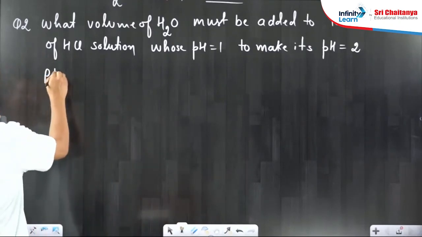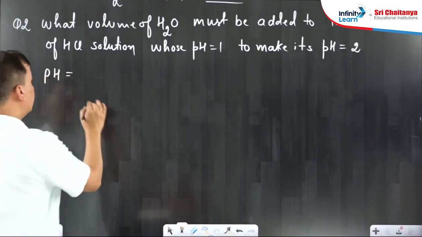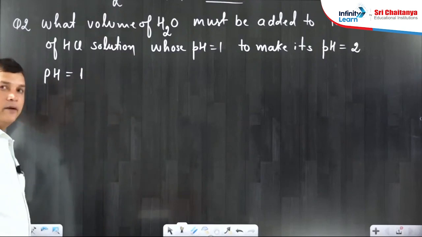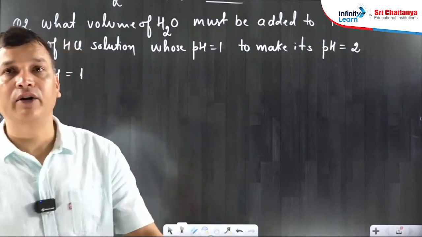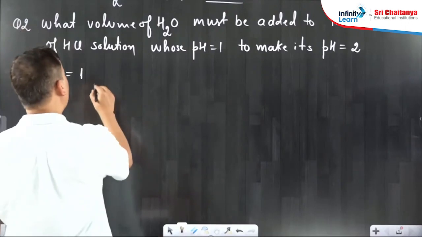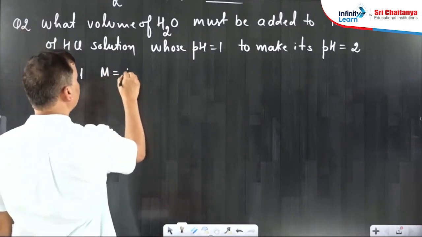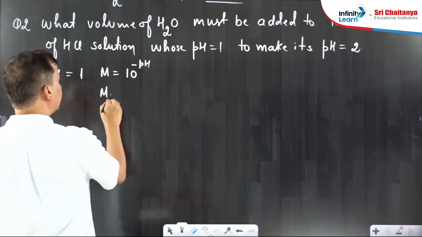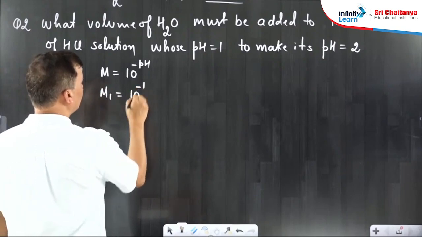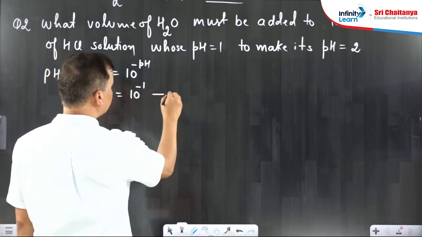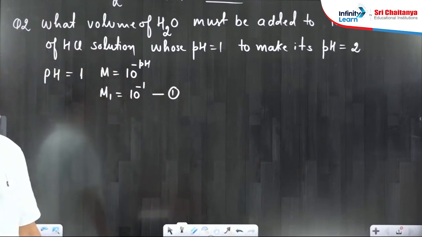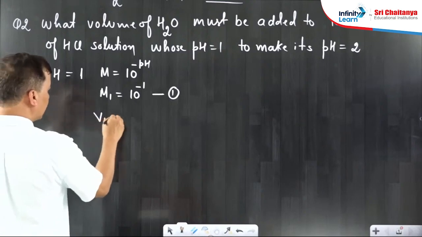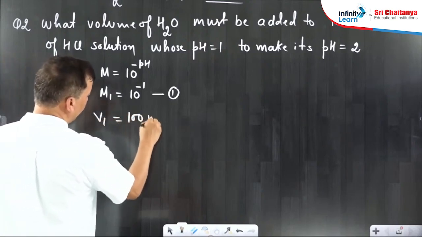So, dear students, here I am writing, we are given the pH. What is the pH before dilution? The pH is 1. And you know, we can calculate the molarity of the solution from the pH. So the molarity of the solution is equal to 10 raised to power minus pH. So this M1 is 10 raised to power minus 1. Got it or not? This is the molarity before dilution. And what about the volume? Volume V1 is equal to 100 ml.